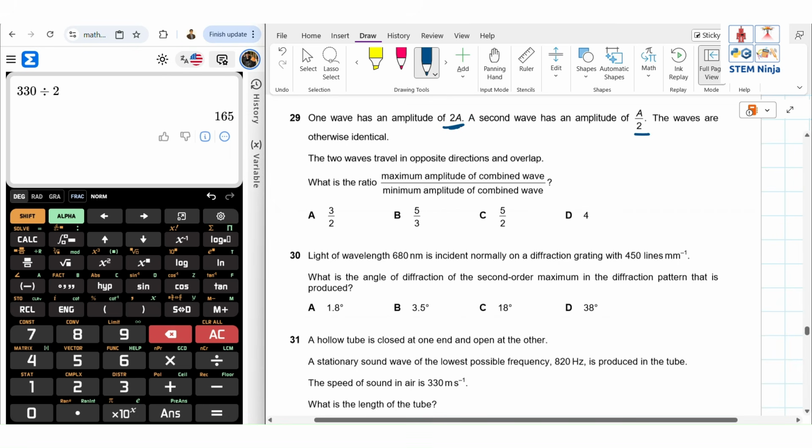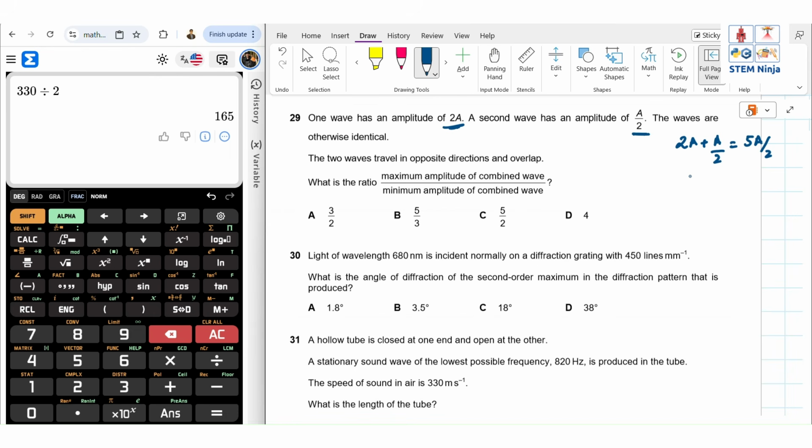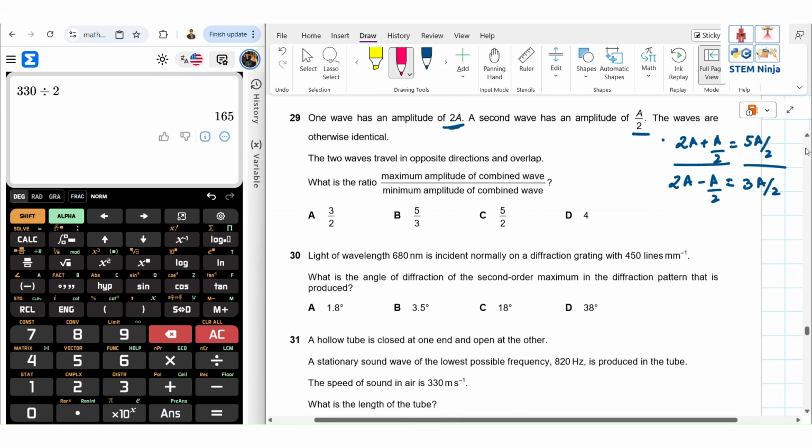So what we can do is use the simple principle of superposition. They will either add up or subtract. So 2a plus a by 2 is actually 5a over 2. This is simple math. And 2a minus a over 2 is 3a over 2. Now, if we divide maximum by minimum, you can see that a and 2 get cancelled, leaving us only 5 over 3.